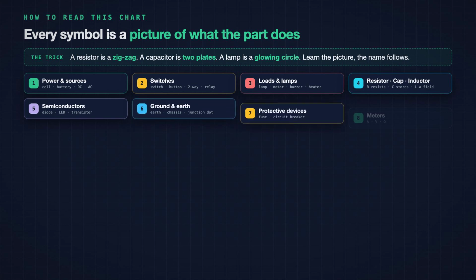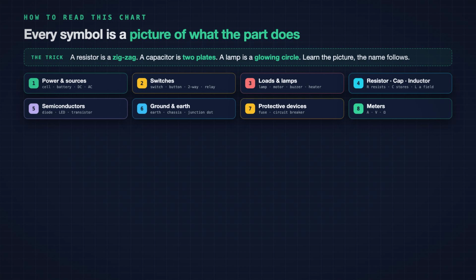This chart is sorted into 8 groups: power and sources, switches, loads and lamps, the 3 passives, semiconductors, ground and earth, protective devices, and meters. Read it group by group, and the whole set fits in your head.